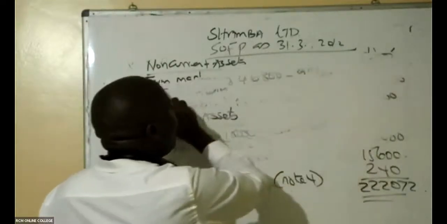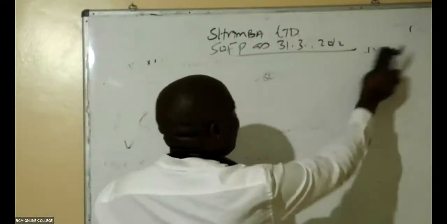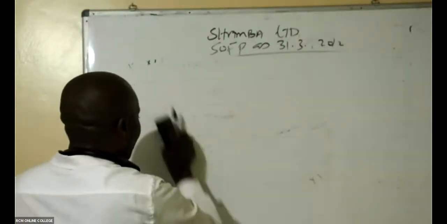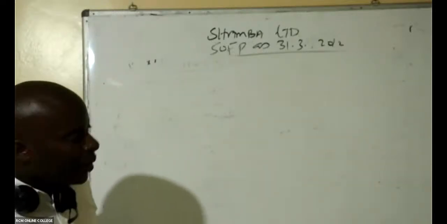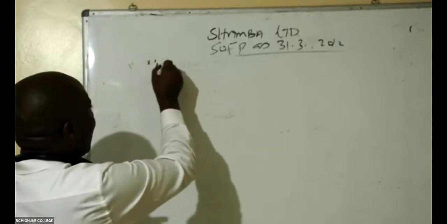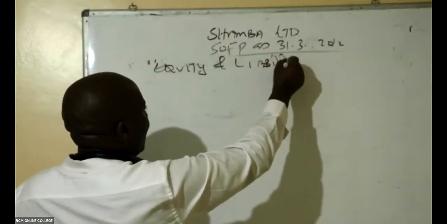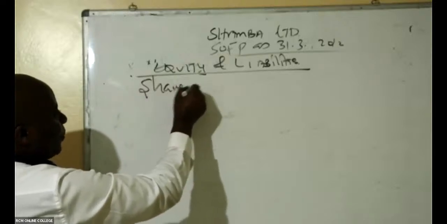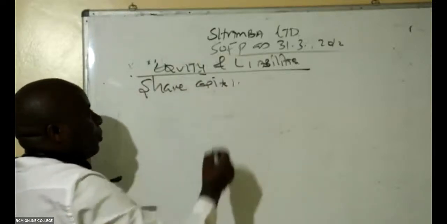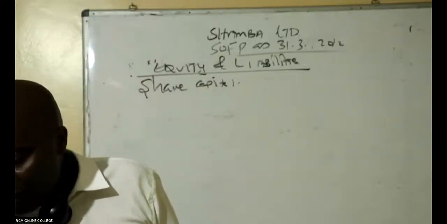So please allow me to grab this, and then I'll be able to come here and do what? A column for equity and liabilities. A column now for what is financed by equity and liabilities. So then we have the share capital. We start with share capital. Please go to your trial balance and pick the share capital.